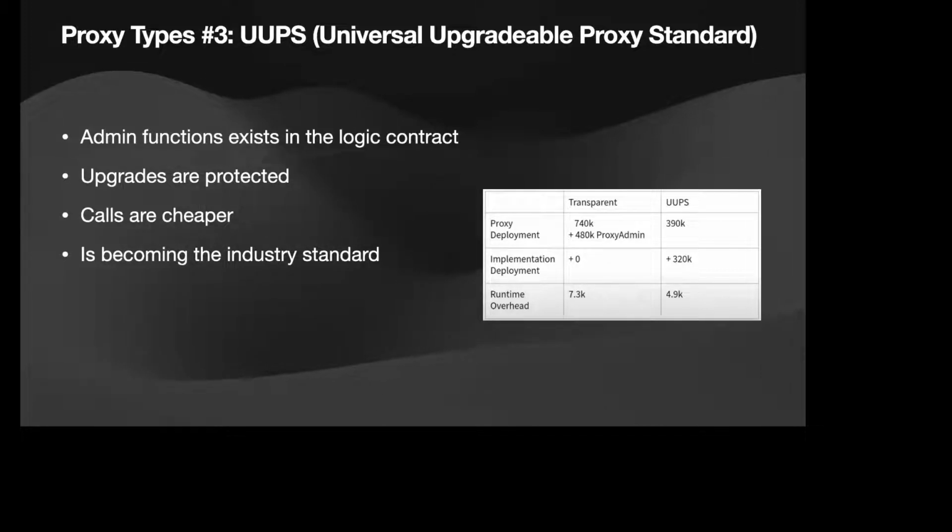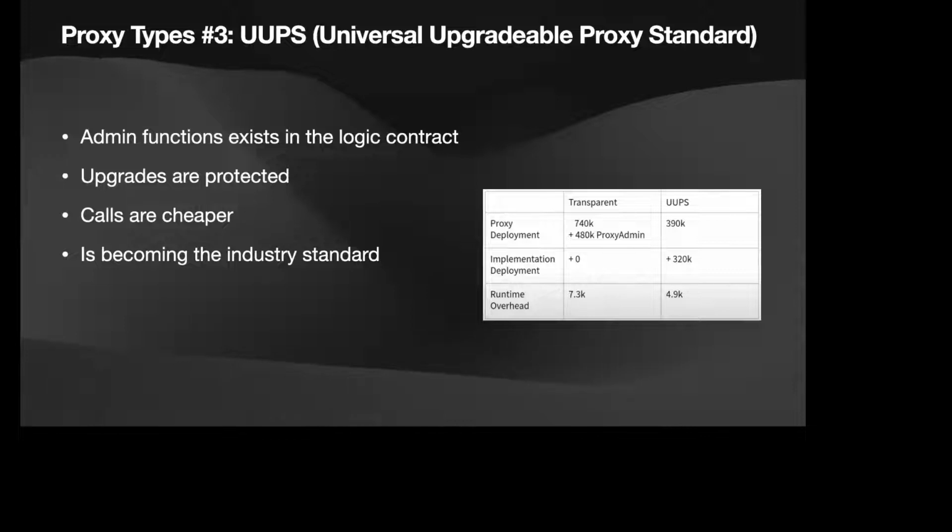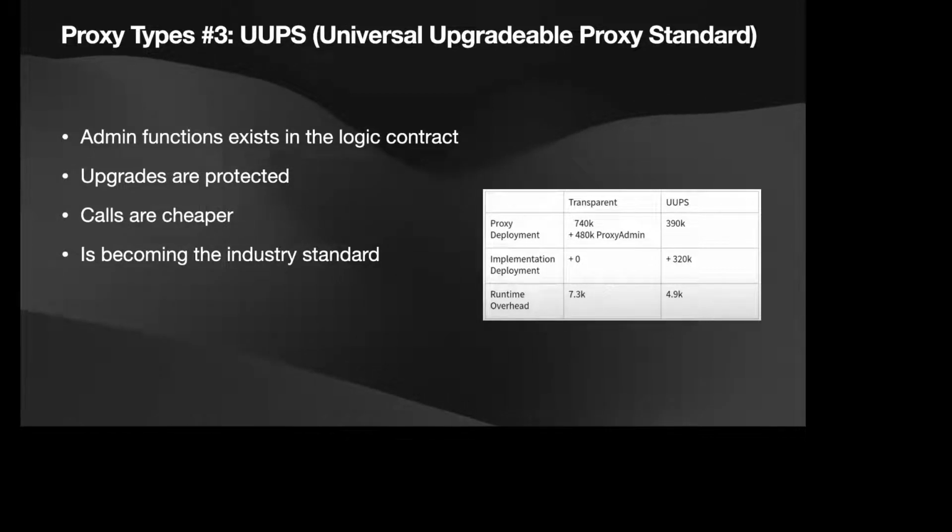Upgrades are protected, so it does some callback stuff, similar to safeTransfer with ERC-721, to make sure that the next implementation contract can handle it. The runtime is also slightly cheaper in gas, and the deployment is quite a bit cheaper. You don't have to deploy a proxy admin. Calls are cheaper. It's more the industry standard, so I think it's the route you should go if you're looking at creating deployable contracts.